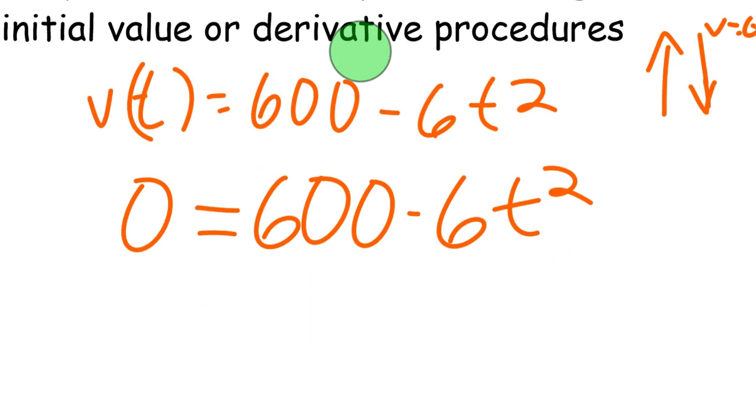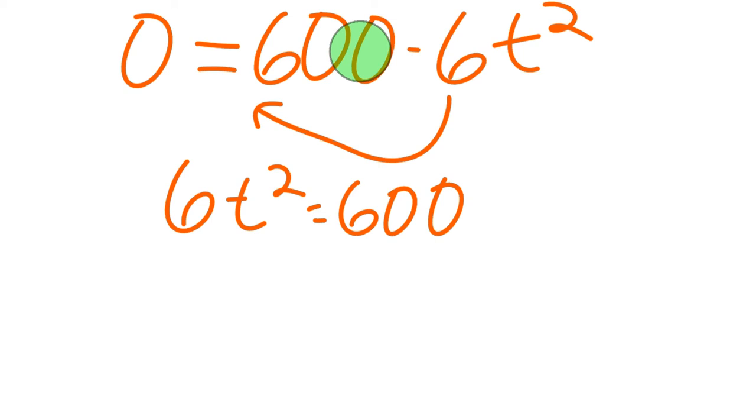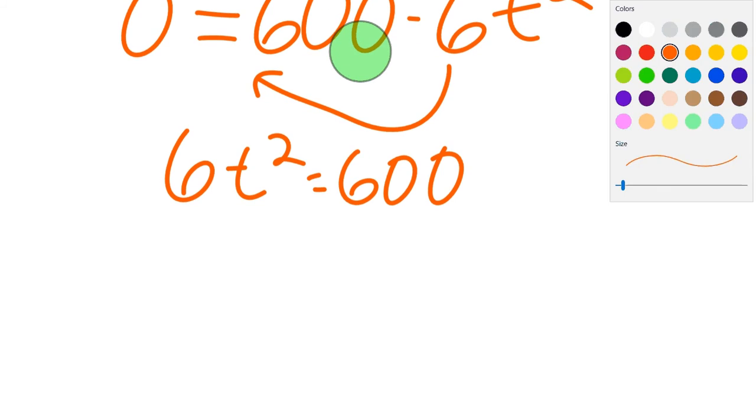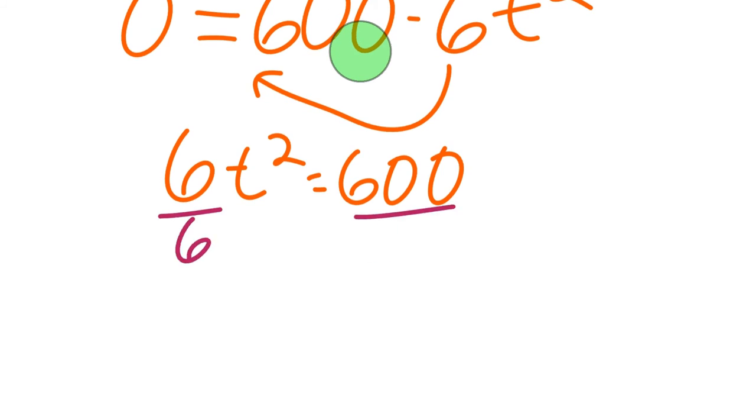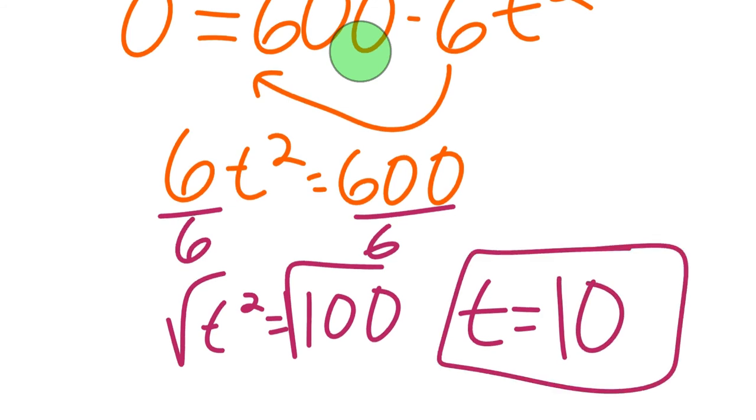Okay, and then we're going to add 6t squared to both sides. So it's going to become 6t squared equals 600. Next step, you guessed it, let's change colors here, is to divide by 6. We get t squared equals 100. And then when you take the square root, you get plus or minus 10. We don't have negative times, so t equals 10.